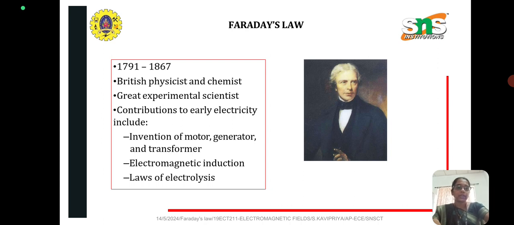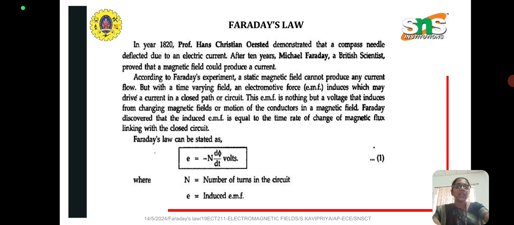In the year 1820, Professor Hans Christian Oersted demonstrated that a compass needle deflected due to electric current. After 10 years, Michael Faraday, a British scientist, proved that a magnetic field could produce a current. According to Faraday's experiment, a static magnetic field cannot produce any current flow, but with a time varying field, an electromotive force is induced which may drive a current in a closed path or circuit.